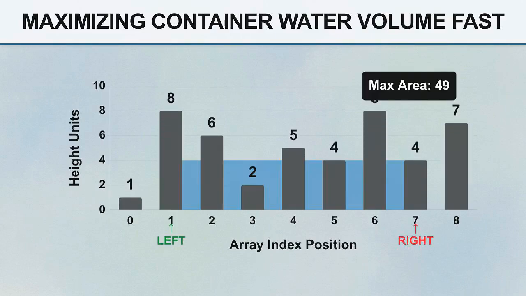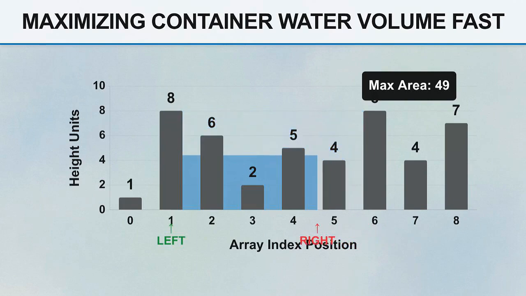Our left pointer is at height 8, our right pointer is at height 4, and our maximum recorded area is 49. Pause the video and determine the next logical move. Right now, this container has a width of 6 and a height limited to 4, giving us an area of 24. Because the right pointer's height of 4 is the current bottleneck, it must shift inward to seek a better height. This process simply repeats.